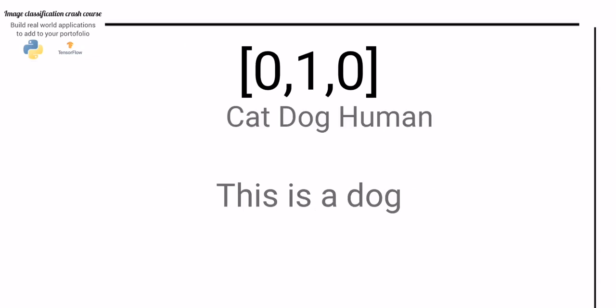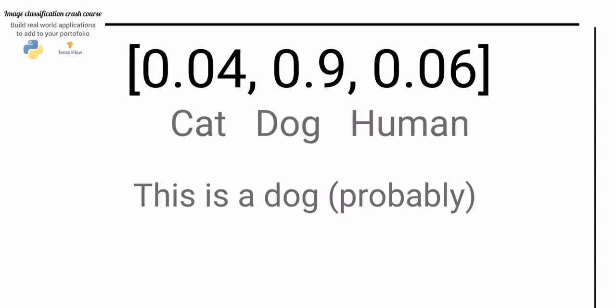Now, if it was a dataset with more classes, for example, cats and dogs and humans, here you see, you can make it an array of 3 numbers. The first one corresponds to the cats, and then the dogs, and then the humans. You can make it also with probabilities, like this, 0.04, 0.9, 0.06, alright? So, that's it. Have a good day.